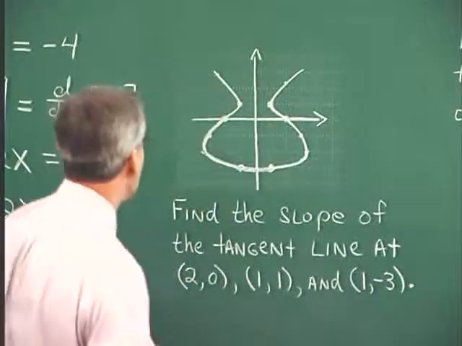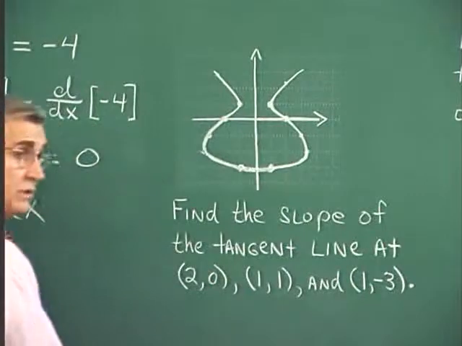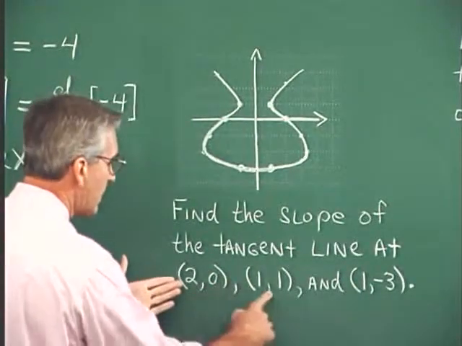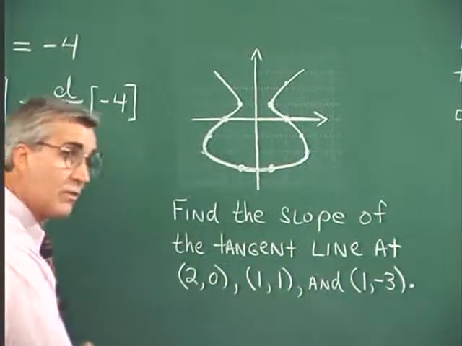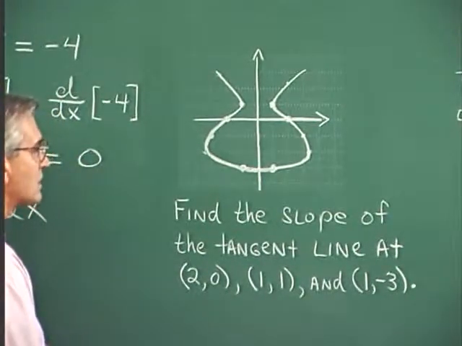And let's do that. If we want to find the slope of the tangent line at these 3 points, you see, then we just go through and put the information about the 3 points into the derivative, just as we have done so many other times with other kinds of equations.